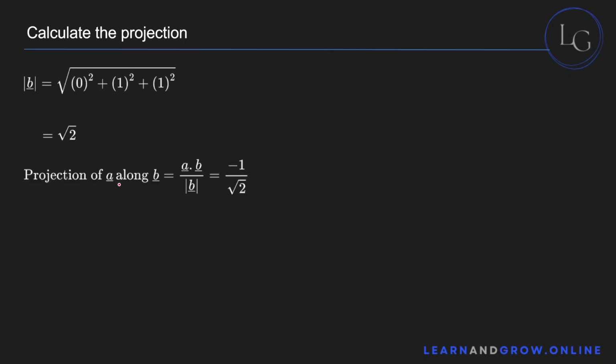Now the projection of A along B is obviously equal to A dot B over the magnitude of B, which is equal to negative 1 over under root 2, right? Because A dot B was equal to negative 1 and the magnitude of B is under root 2. And similarly for B along A, it's the same, negative 1 divided by under root 2. So this is how you calculate projections, a very simple concept, and I hope that helped.